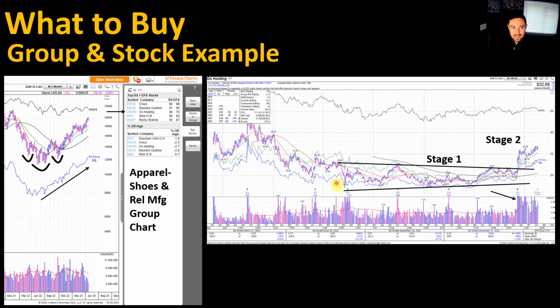We've got ON building this very large stage 1 base. Then it breaks out on earnings into stage 2. Look at all the volume coming through. It's got really good earnings coming through, triple digit earnings. It's got high sales coming through. It's got really good estimates with guidance up as well. So this is now in a powerful stage 2, where at the time of filming this, I'm looking for a continuation type base to form.